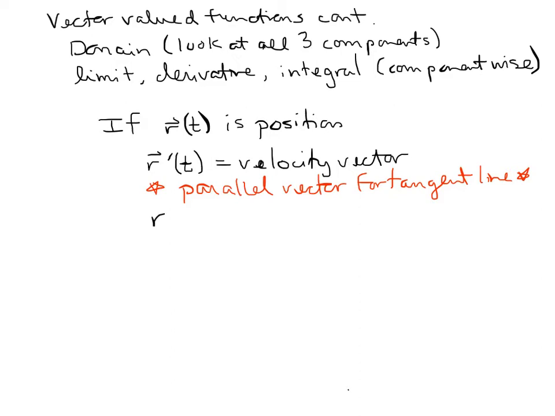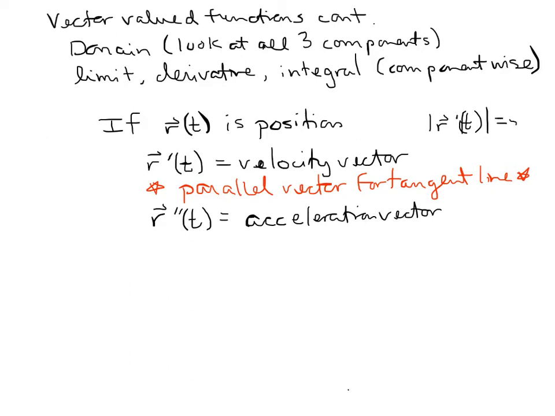We could take a second derivative of position and find the acceleration vector. And we could also find the speed. If we find the magnitude of the velocity vector, the magnitude of the velocity vector would give us the speed of the particle at that point. Okay, let's do some examples.